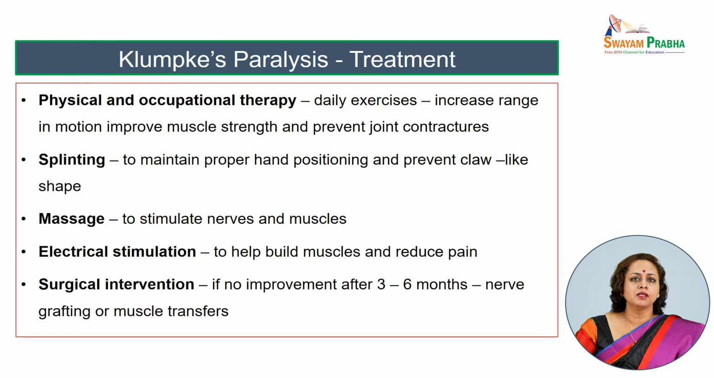Last, of course, is surgical intervention. If there is no improvement with all of the above methods of treatment, maybe after 3 to 6 months, or after 6 months, if there is still no improvement, then nerve grafting or muscle transfers can be attempted surgically.